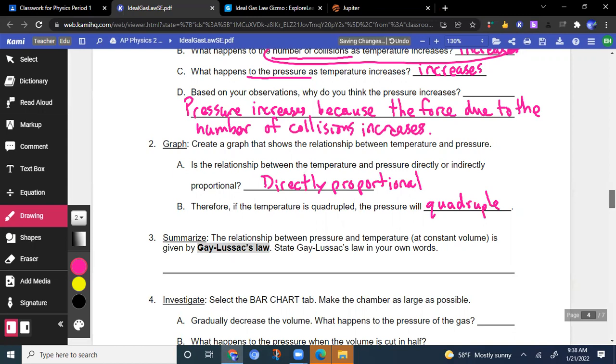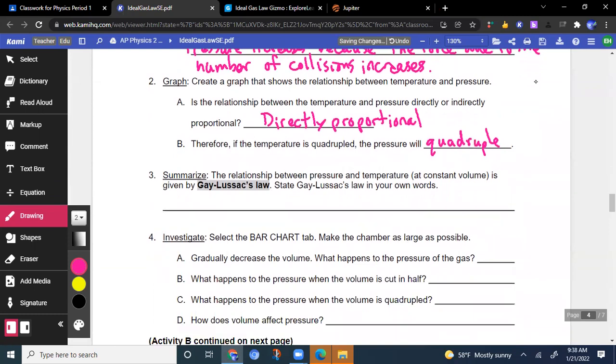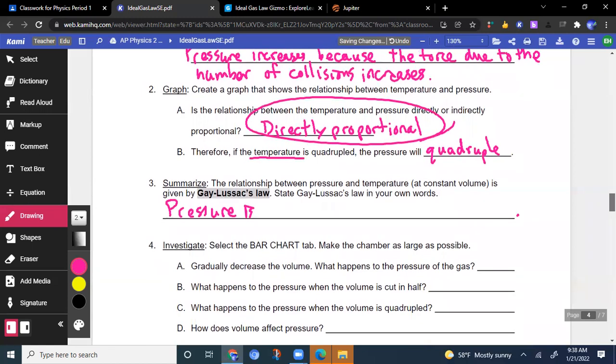Part 3 is the summary. The relationship between pressure and temperature at constant volume is given by Gay-Lussac's law. State Gay-Lussac's law in your own words. Okay, I'll start it for you. Pressure is what? Directly proportional to what? Finish the sentence. Pressure is directly proportional to temperature. Easy sentence. Finish up that sentence so we can start the investigation on part 4.